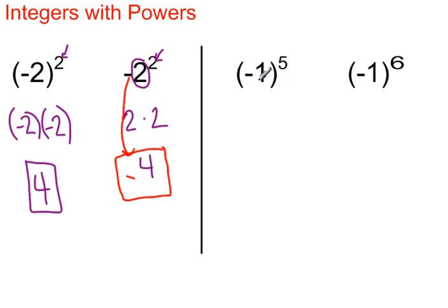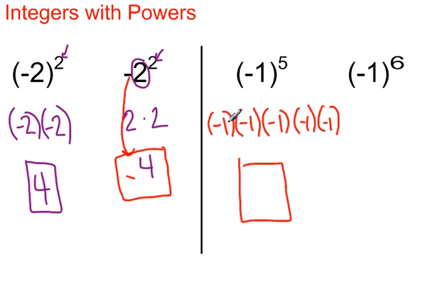On these 2 problems, I'm being asked to use the number -1 and multiply it by itself a number of times. This is -1 to the 5th. -1 times -1 times -1 times -1 times -1. Well, the answer will either be positive 1 or -1. I'd like you to finish this. Is this positive 1 or -1? Then I'd like you to do the same thing with this. Will this answer be positive 1 or -1?